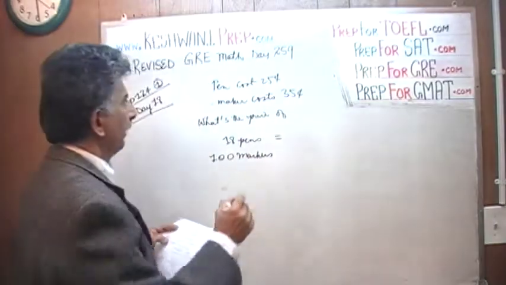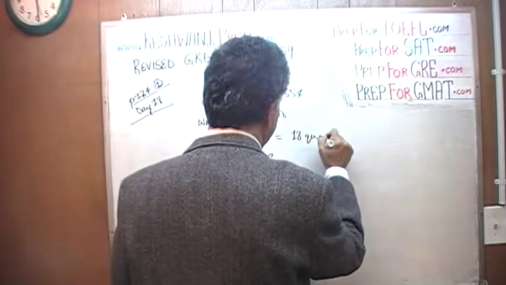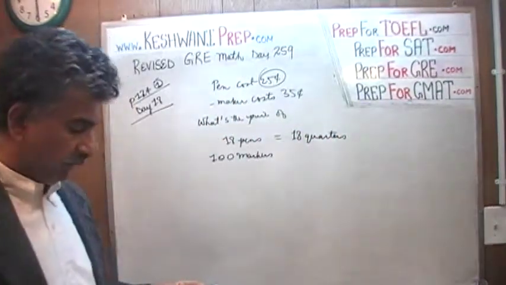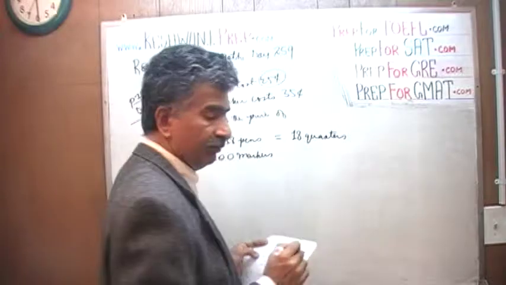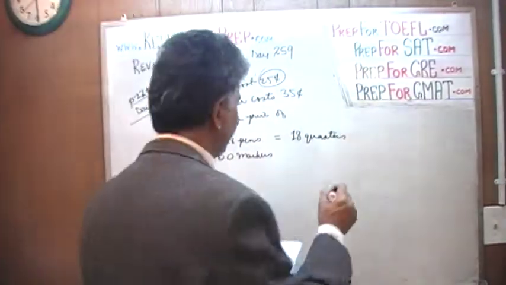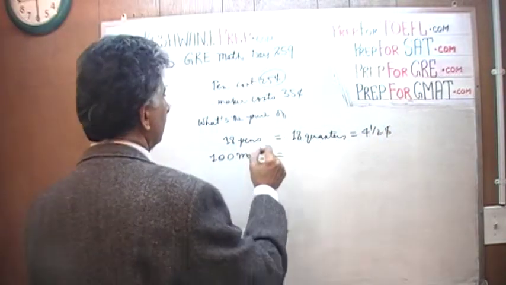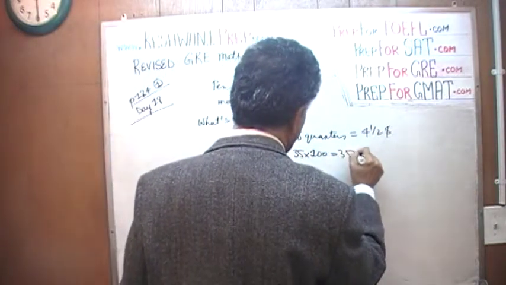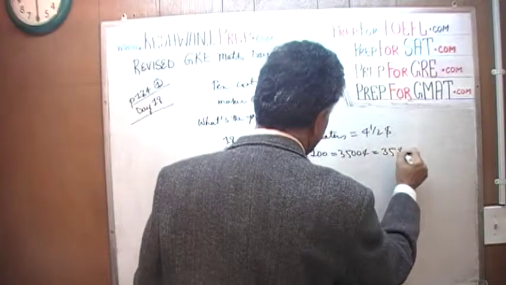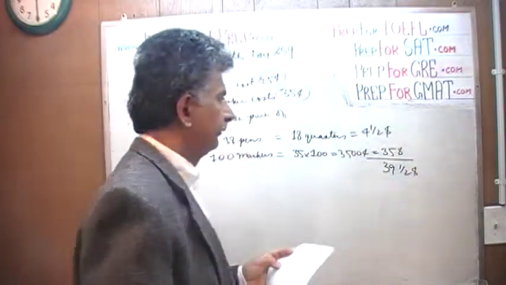Well, let's find out. Pen we are told is 25 cents, so we're looking at 18 quarters. 18 pens will cost 18 quarters. I think I misspelled quarters. There is no R in here. Anyway, it costs 18 quarters. 16 quarters makes $4, so it's $4.50. Similarly, 100 markers. Markers cost 35 cents, so it's 35 times 100, which is 3,500 cents, which is $35. So that's it. The answer is $39.50. That's all there is. Next one.